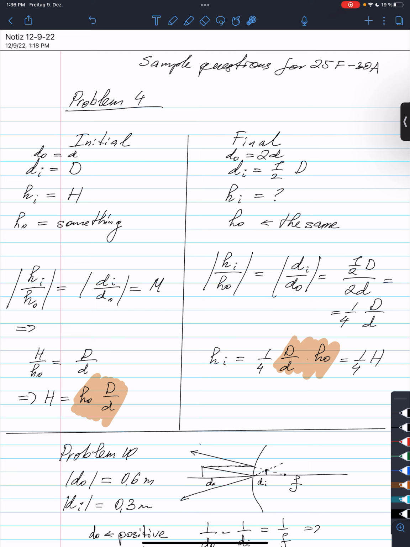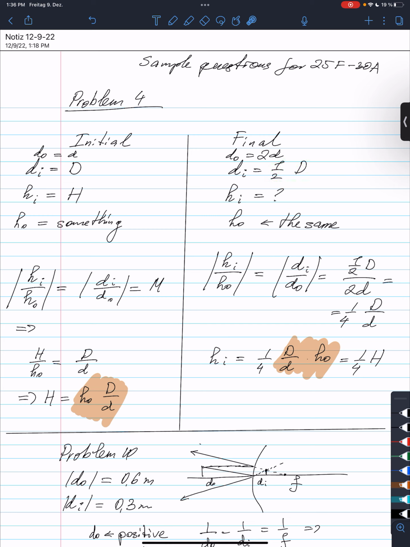So then they said that the distance from the object to the lens was doubled. And I decode this in the following way. So it's 2 times d, where d was the initial distance. So it's 2 times d after the distance was changed. So what about the distance to the image? Well, it was said in this problem that it actually became 1/2 of the original one. So it was D, it became 1/2 of that.